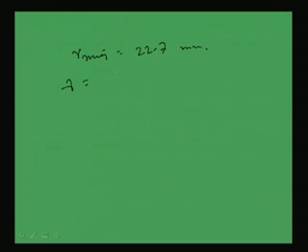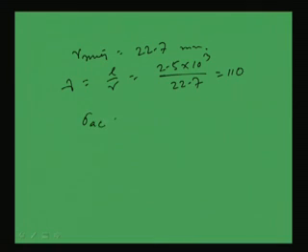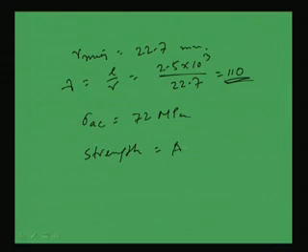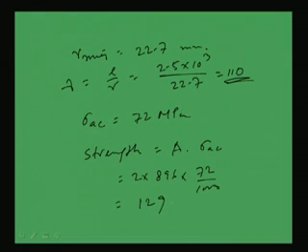So we can find out lambda, which is L by R. So L is 2.5 meter. So this is coming 110. So from table 5.1 we can find out sigma SE value for Fy250 as 72 MPa for lambda equal to 110. So the strength will become A into sigma SE, that will be 2 into 896 into 72, and this is becoming 129 kilonewton.